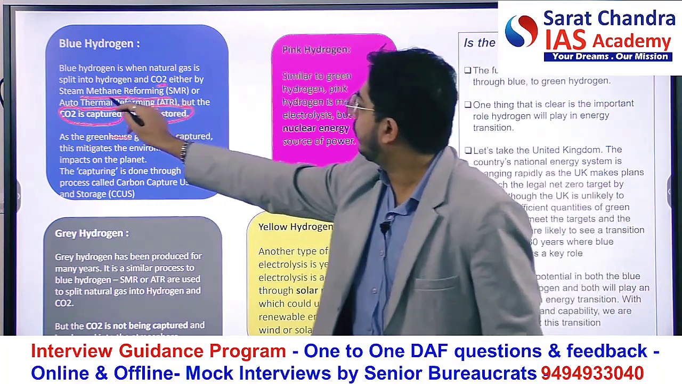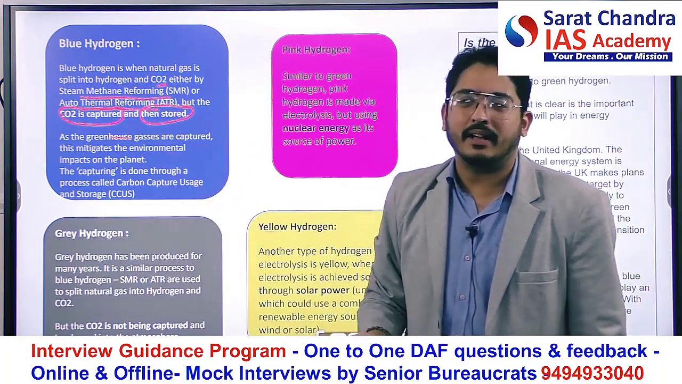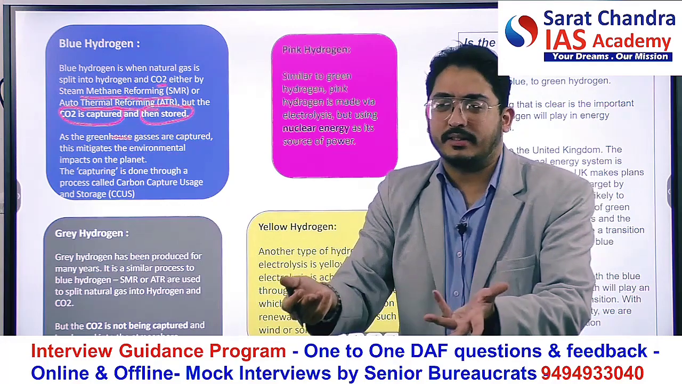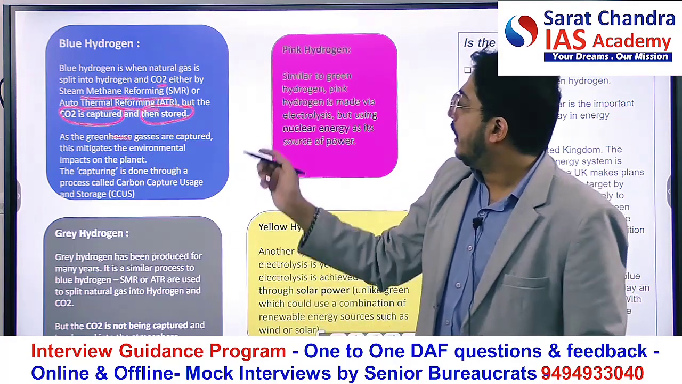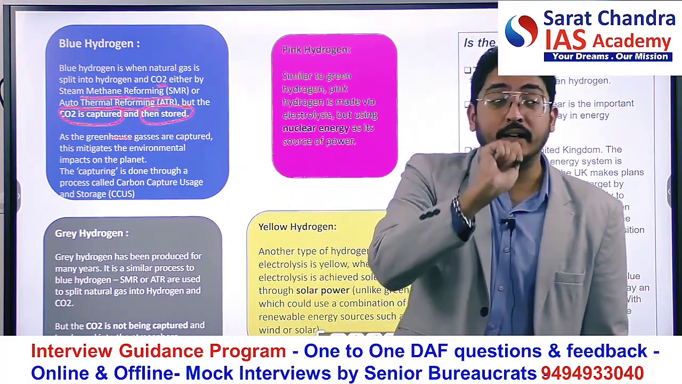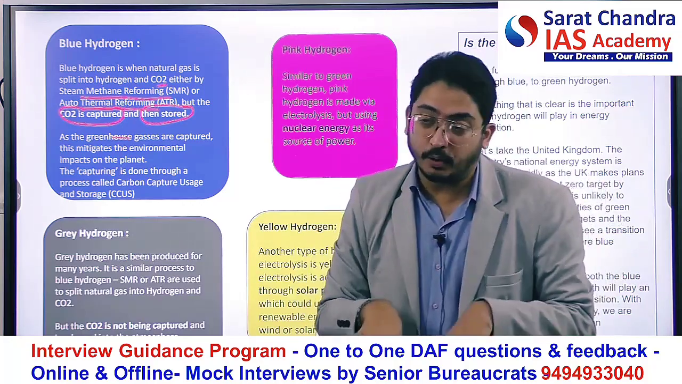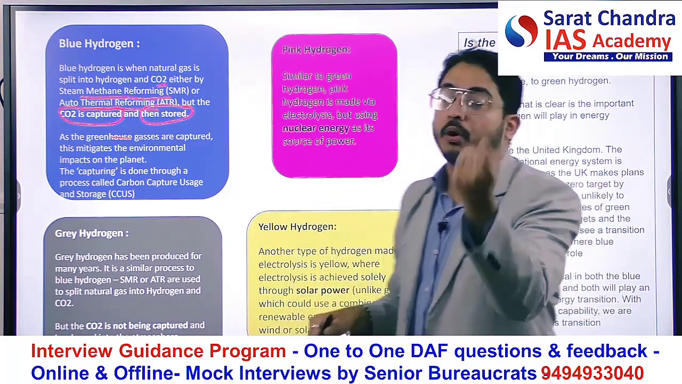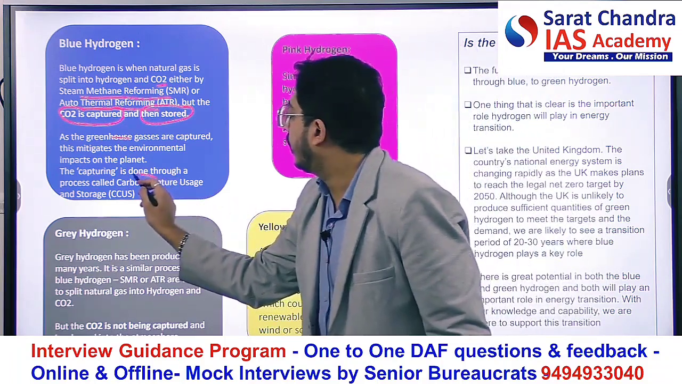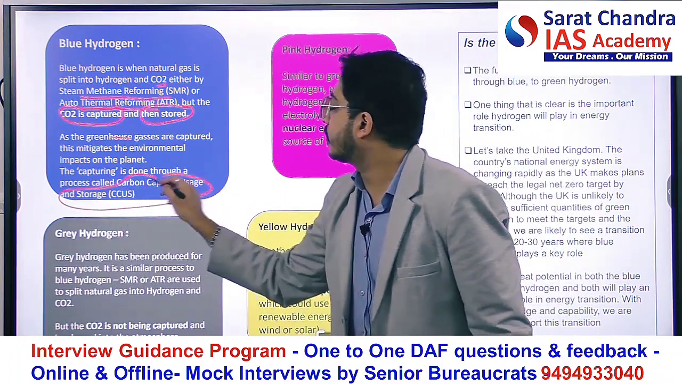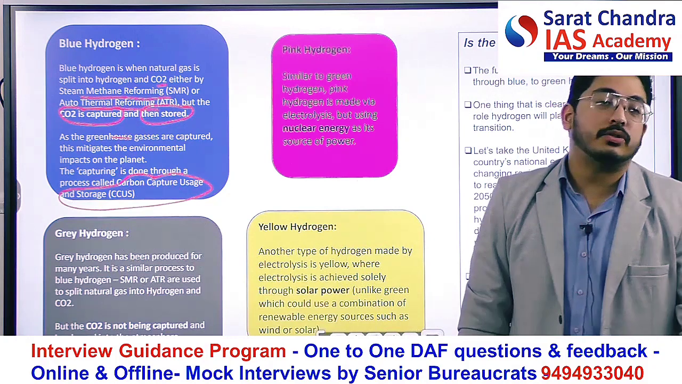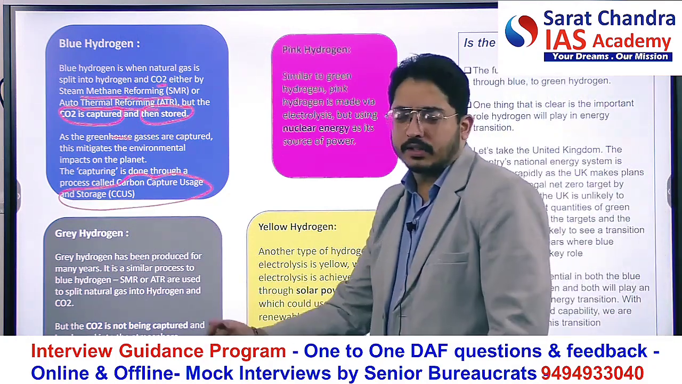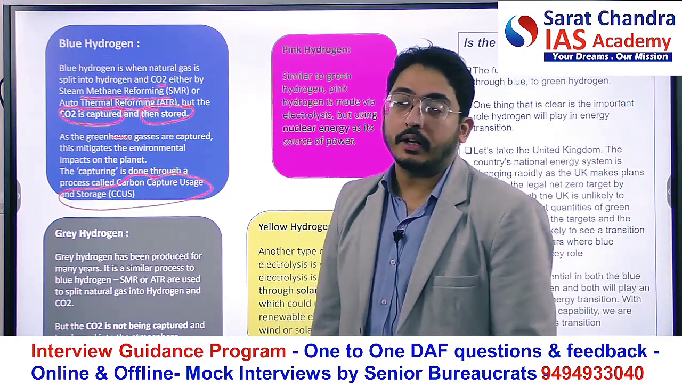No need to go into what steam methane reforming is. They will not ask. This is one of the processes, just one process. But here the main pointer is carbon dioxide gets emitted. Okay, it gets emitted, but it is stored also. It is stored through a very famous process called carbon capture, usage and storage. Got it?